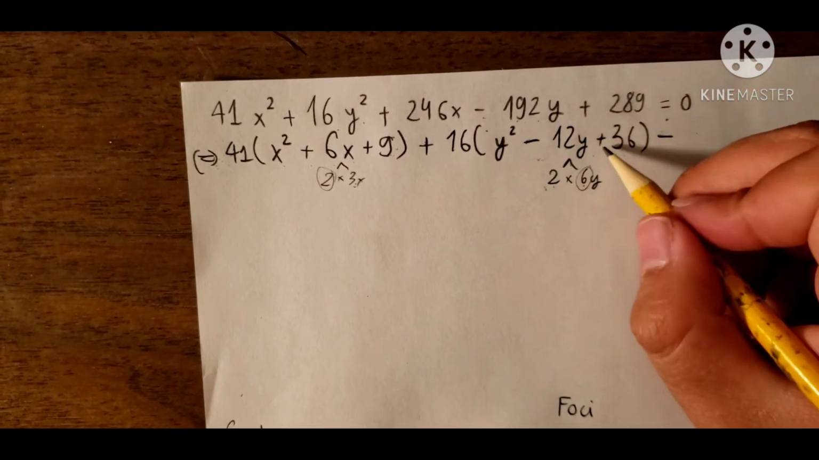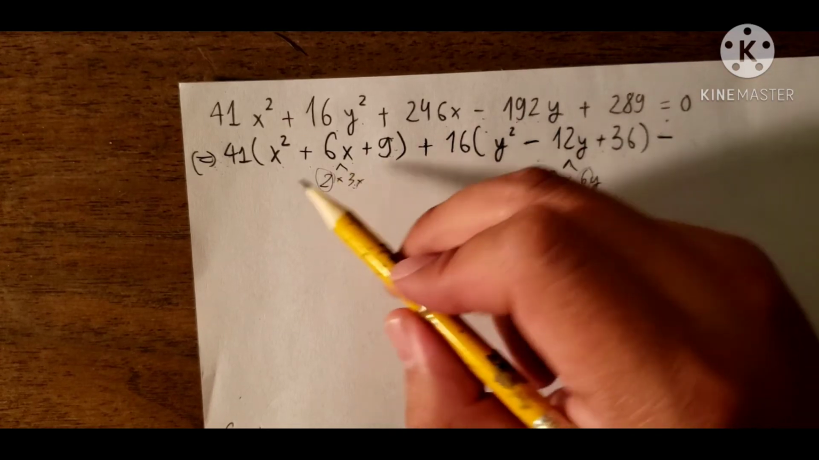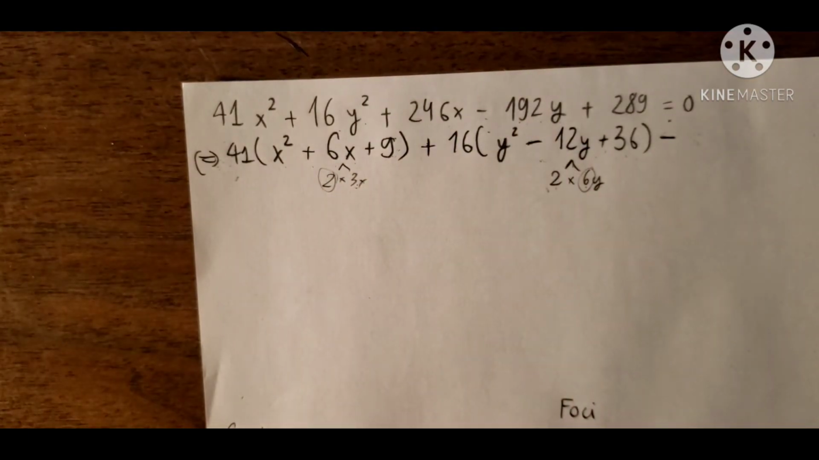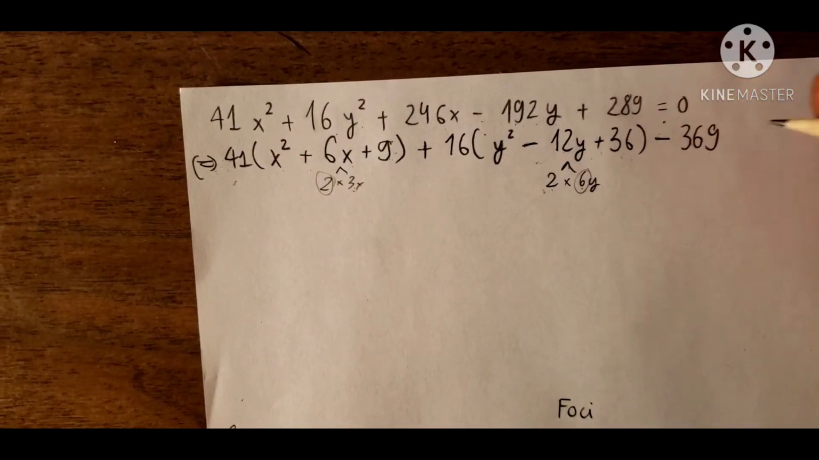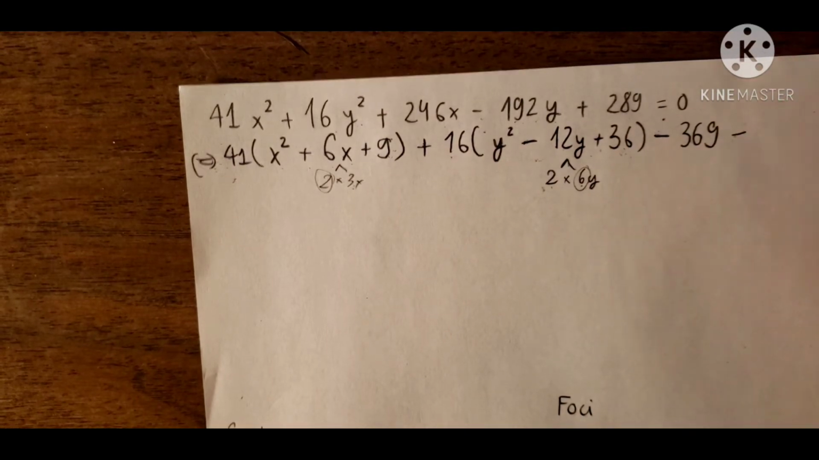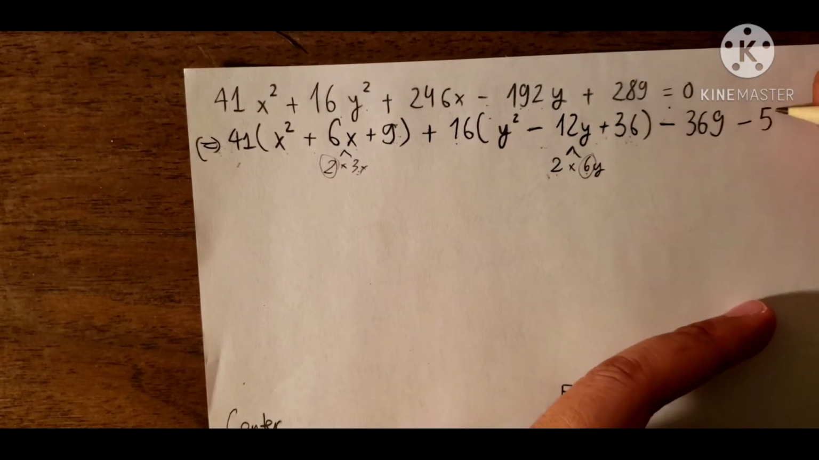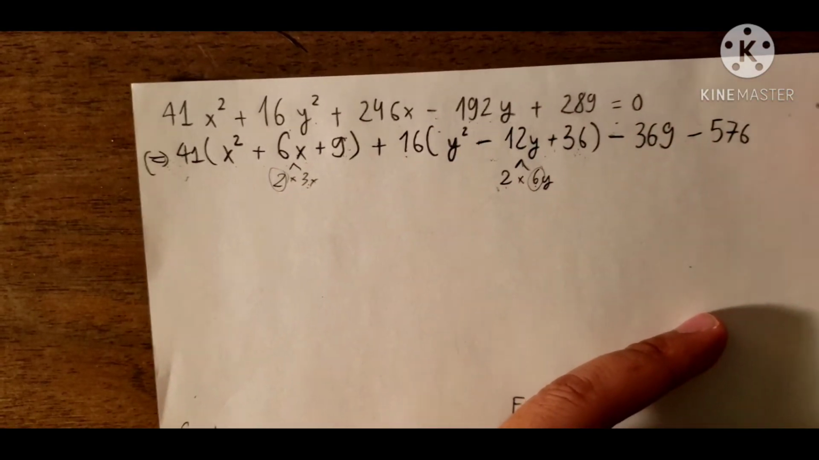Now, because we added a small number, we need to subtract the number here. 41 multiplied by 9, you need to subtract 369. 16 multiplied by 36, you need to subtract 576. And we have 289 here, we put it here.